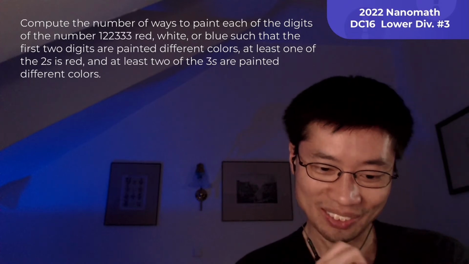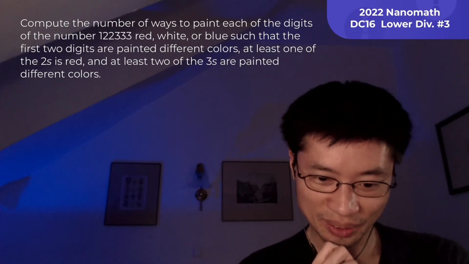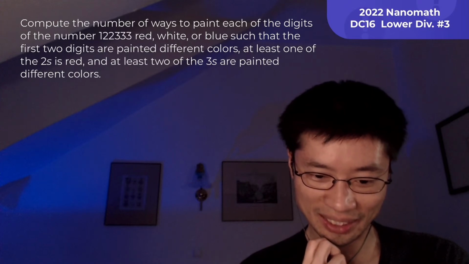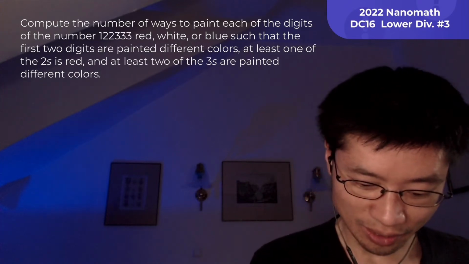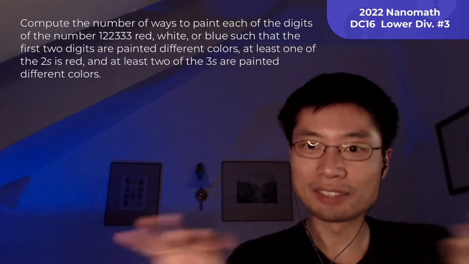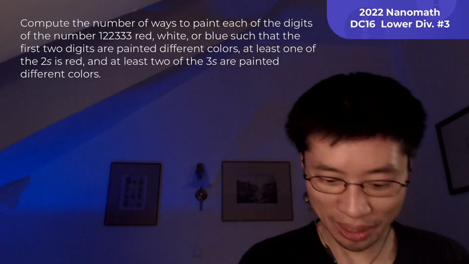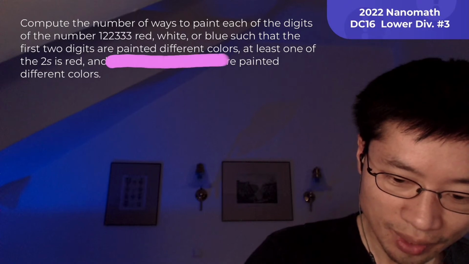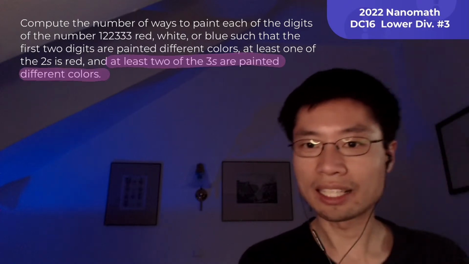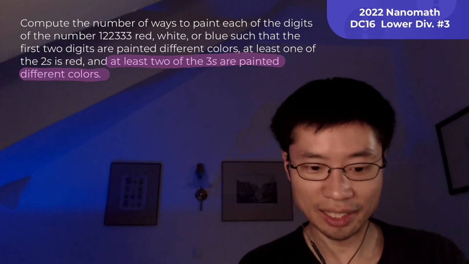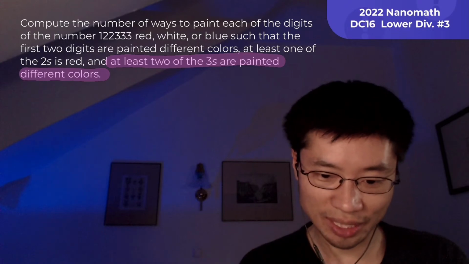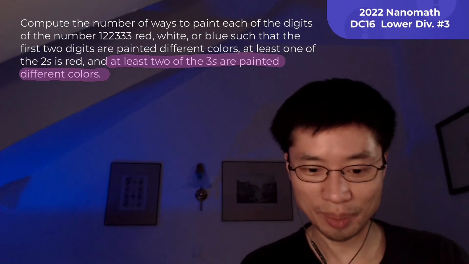So, all right, I've got reds, whites, and blues. The first 2 have to be different colors. At least one of the 2's is red, and at least 2 of the 3's are painted different colors. The way I see this is that the 1 and the 2's are like a different world from the 3's. I'm just parsing the question here. There's a comment about the threes, and that comment does not involve anything about the ones and twos. So I can figure out how many ways there are to paint the threes and then multiply it by how many ways there are to paint the ones and the twos.